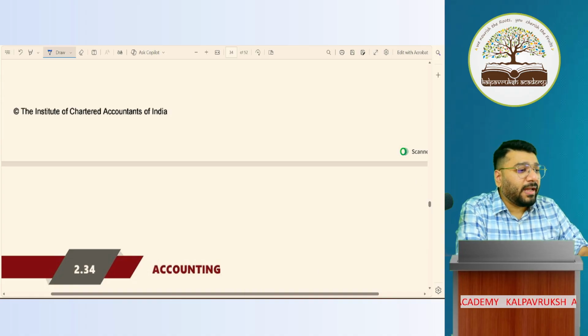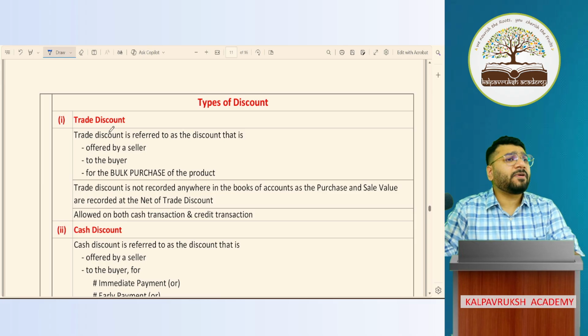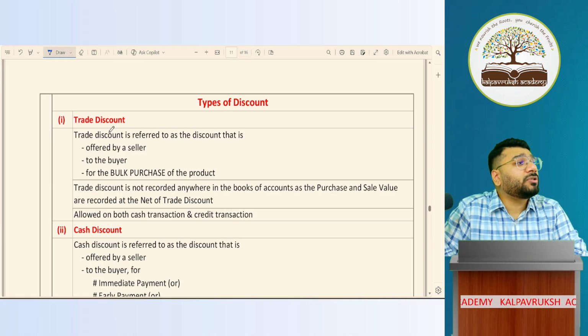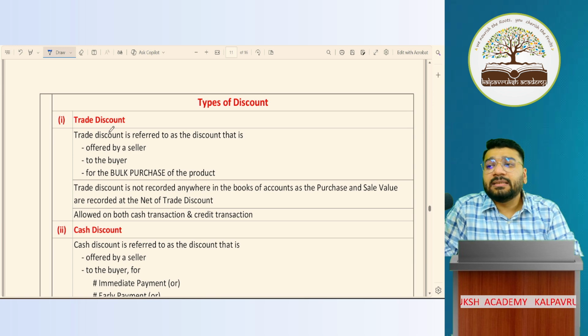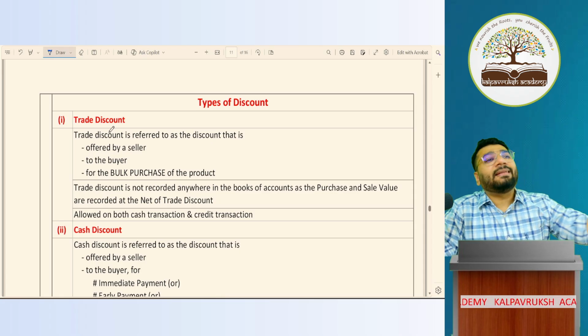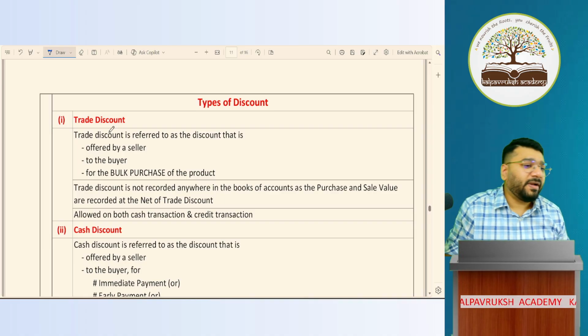Before I head forward, I thought I'll do a very quick recap on the types of discount, which are trade discount, cash discount, and rebate. Also, a quick recap on the circumstances and scenarios under which reversal of purchases has to happen. Because the next question I'm going to do deals with these three concepts plus the reversal of purchase concepts. Though we have discussed this in 11th in depth, I thought we'll do a very quick recap so that all of you are on the same page. Is that okay? Fantastic.